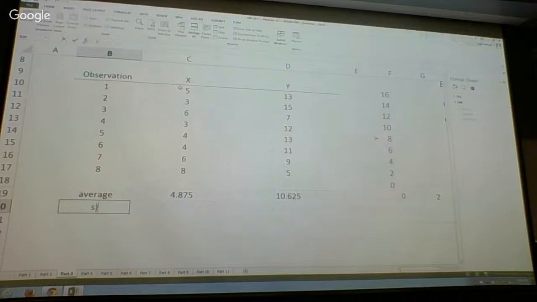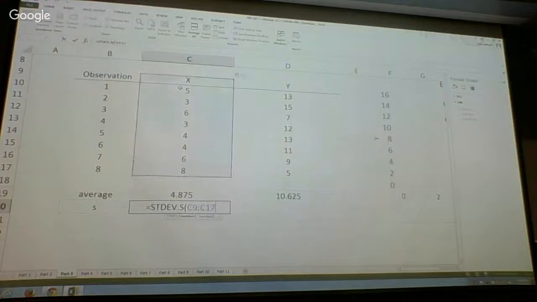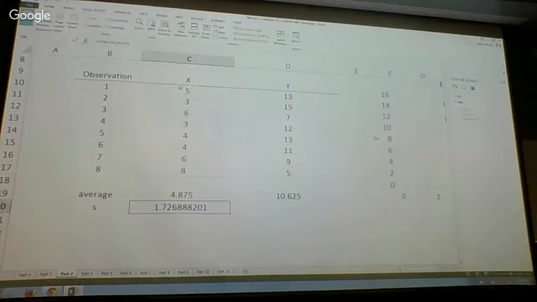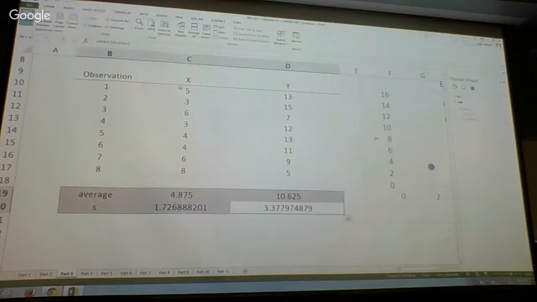Now I need the standard deviation for both of those. ST, drop down to, same pattern, copy, move it. I have standard deviations for both of those.